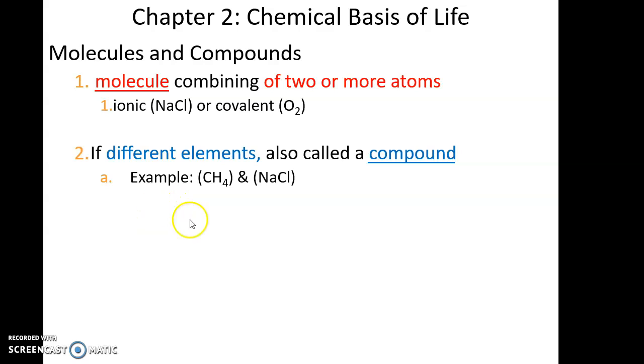Now, if that molecule possesses two or more different elements, then it is also called a compound. So for instance, methane, CH4, is a compound as well as a molecule because it has two different elements. Sodium chloride is also a compound because, again, it has two different elements. So many molecules are compounds, but there are also molecules out there that are not compounds, like oxygen.